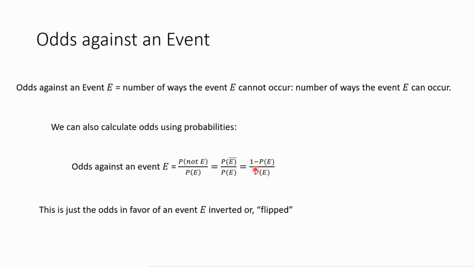And it's always good with odds to write it as a ratio. I know here it looks like you can write it as a fraction, but you're really supposed to write it as a ratio.